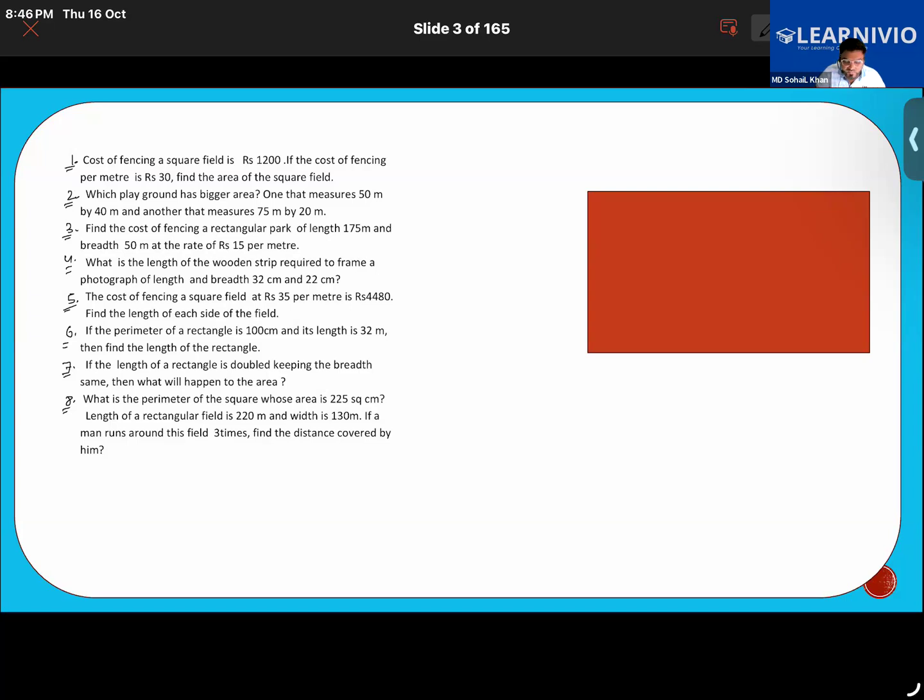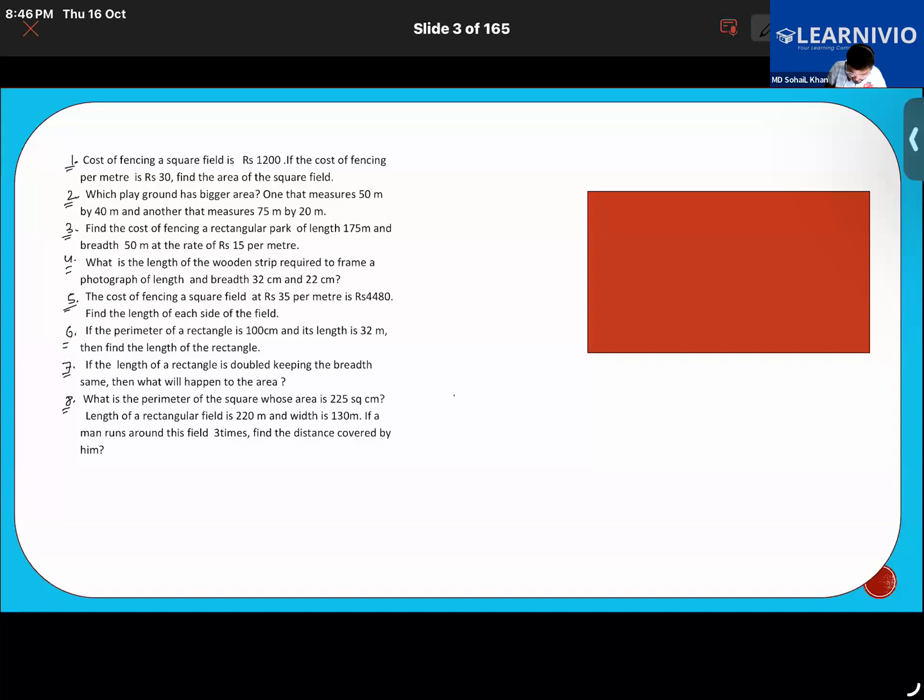It's 30, by the way. See, so far what we have been doing is calculating the cost. Area or perimeter was given and rate was given, and you were required to find the cost. But here you are required to find the area of the square field. It's a different type of question, right? But you know the formula. What is the formula to calculate the cost?